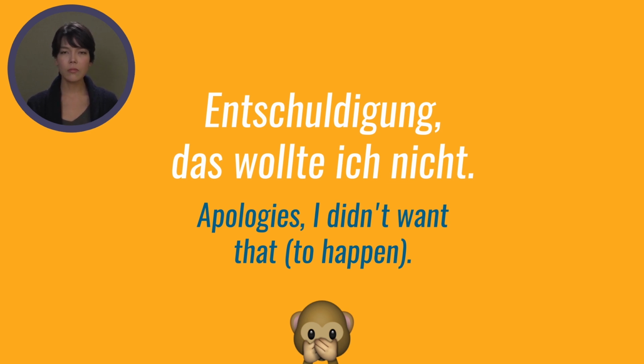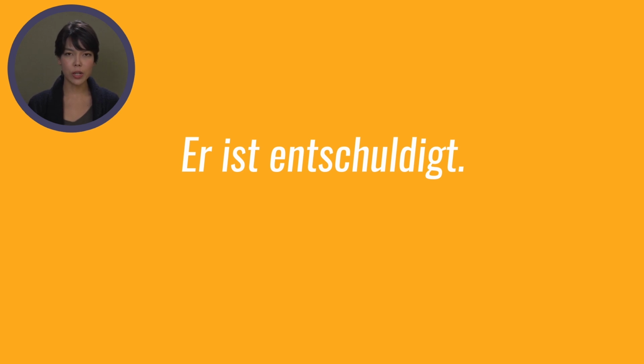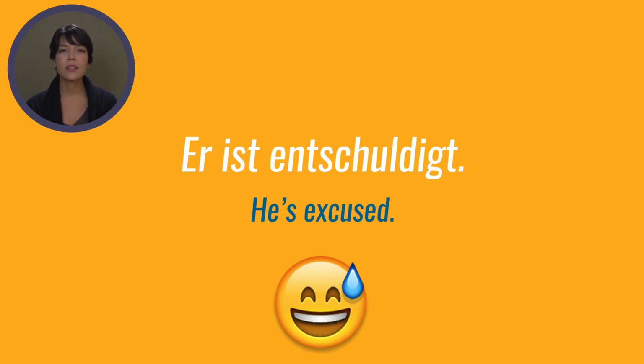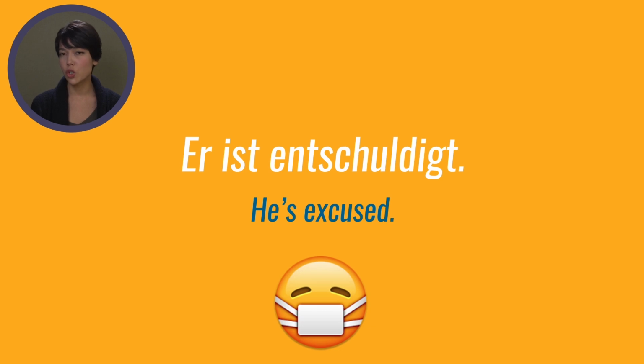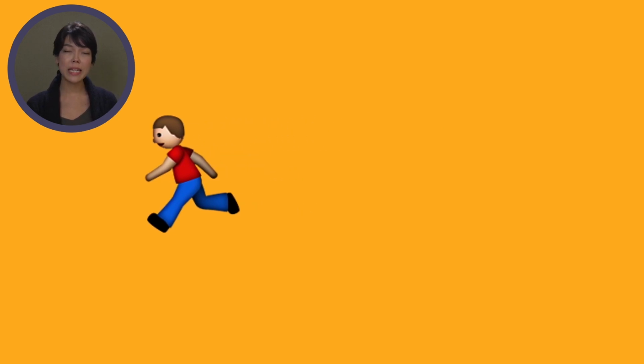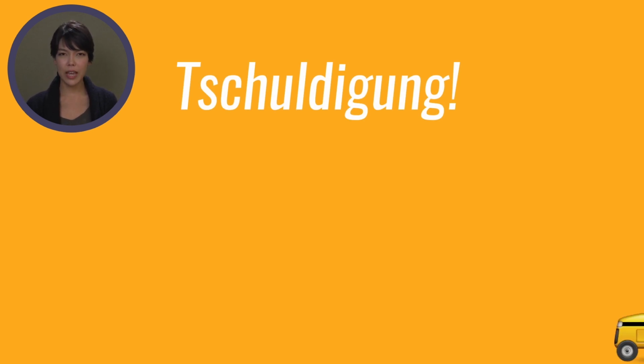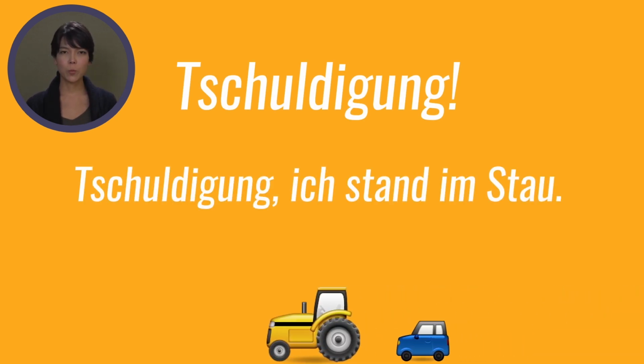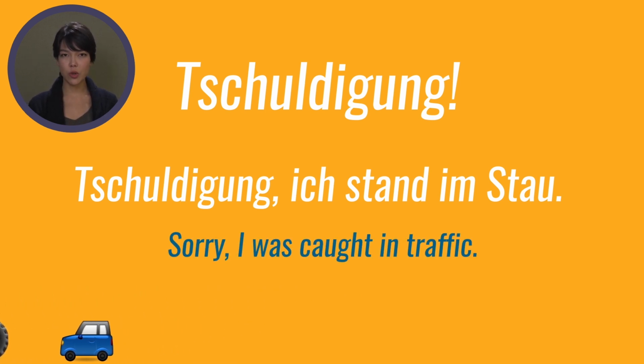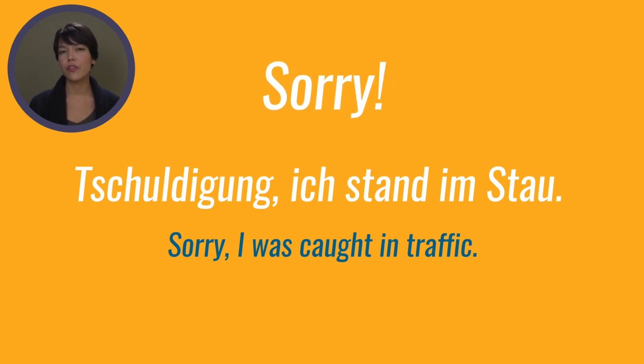Another example is ist entschuldigt, which directly translates as he's excused. This is commonly only used at school when parents write a note for their children when they are sick. Their absence is then called entschuldigt. In casual situations, for example, if a friend is a few minutes late, many people would just shorten this phrase by saying Entschuldigung. For example, Entschuldigung, ich stand im Stau, which means, sorry, I was caught in traffic. Increasingly, people also say just sorry in very casual or friendly situations.